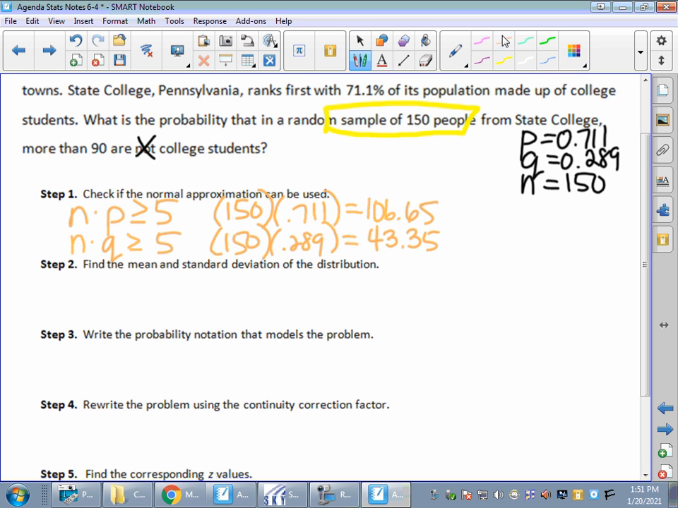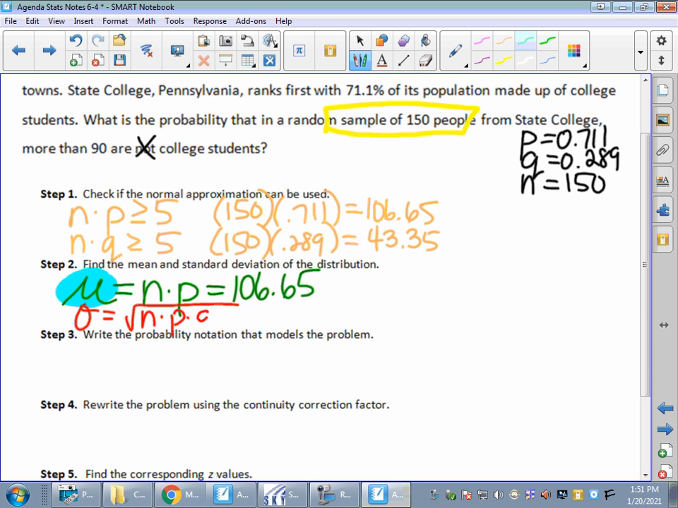This is a binomial situation, so mean is equal to n times p. We just found that. We found that n times p was 106.65. Careful, because we just found something really important. When we go and do our calculations with our z-score, we now know mu. We also need to find our standard deviation. So sigma is the square root of n times p times q.